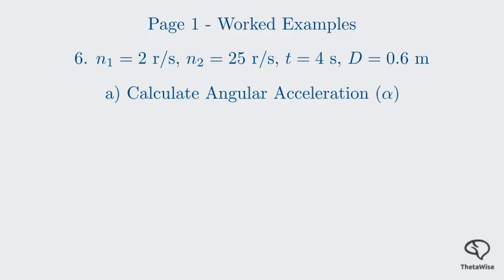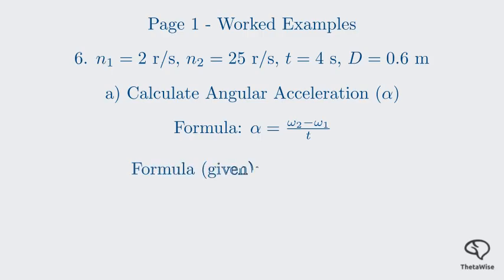Before we can use the formula for angular acceleration, we must convert the frequencies into angular velocities, omega. Angular acceleration is the change in angular velocity over time. The formula for angular acceleration is alpha equals omega 2 minus omega 1 divided by t. The problem actually provides a direct formula using frequency. Alpha equals 2 pi times the quantity n2 minus n1, all divided by t. This formula implicitly performs the conversion to angular velocity. Let's use the provided formula.